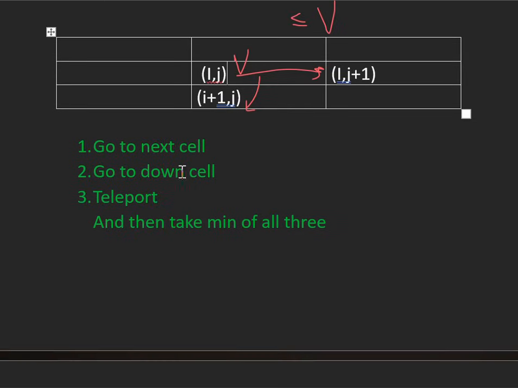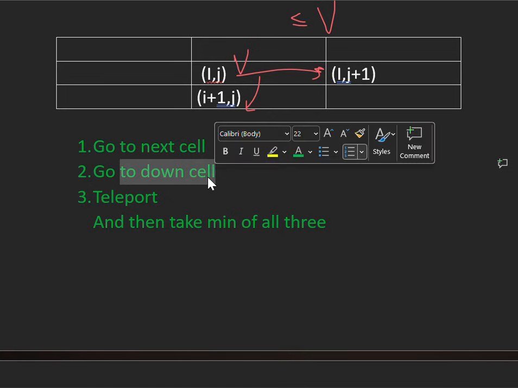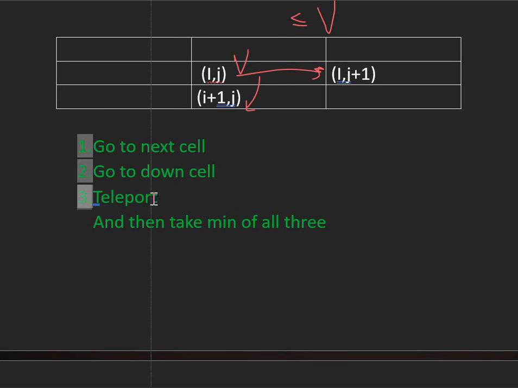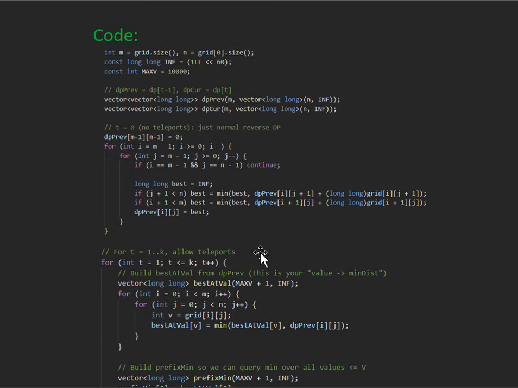Then we'll take the minimum of all these three: what is the cost to go to the next cell, what is the cost to go to the next down cell, and what is the cost to teleport. Whichever gives us the minimum value, we'll take that. So let's move to the code part.